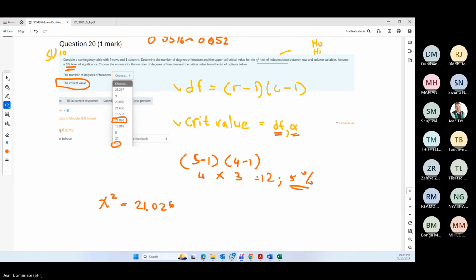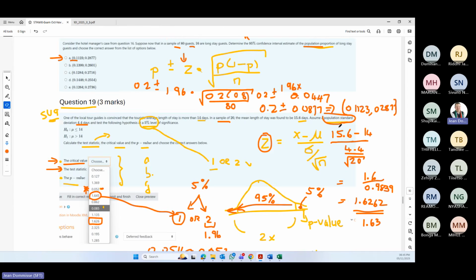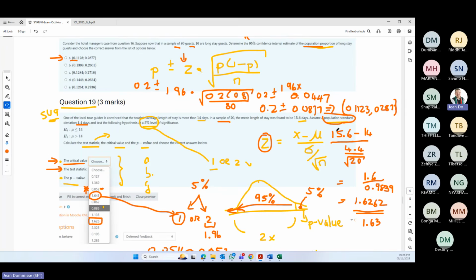That is important if you look at the sample size, but the most important is to look at population standard deviation or sample standard deviation. The population standard deviation trumps nearly whatever the sample size is.